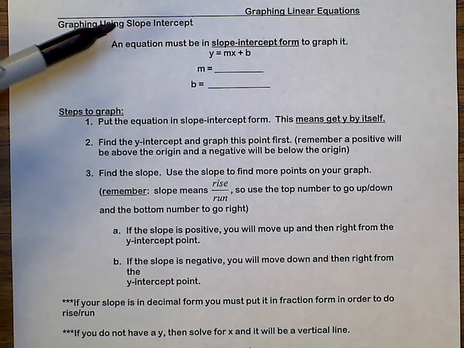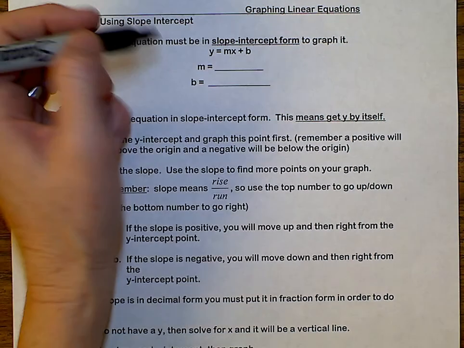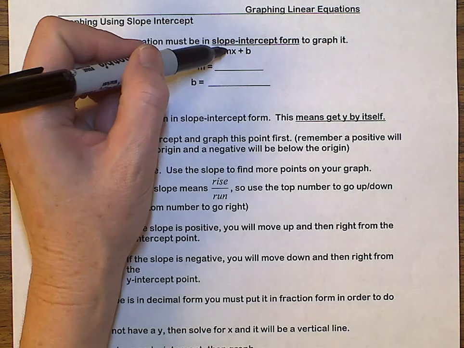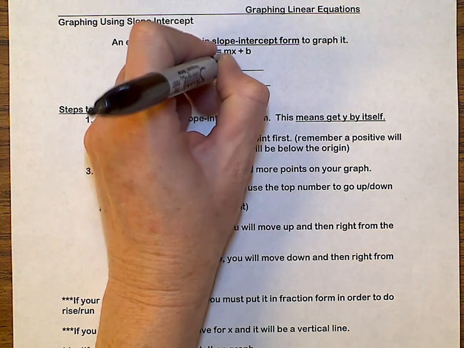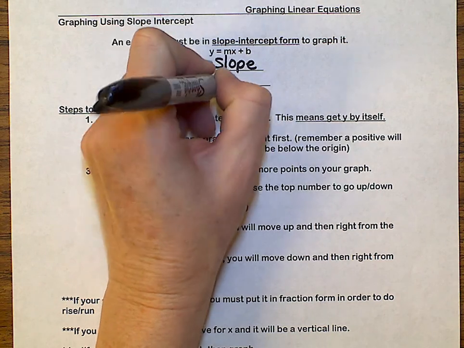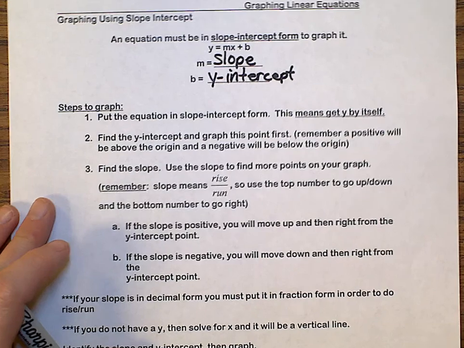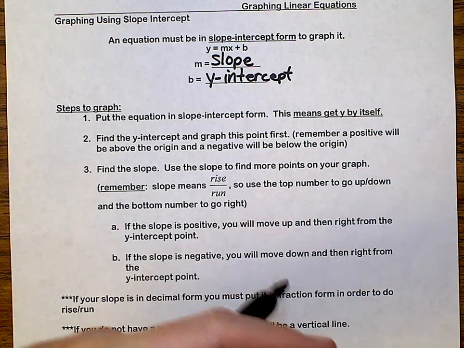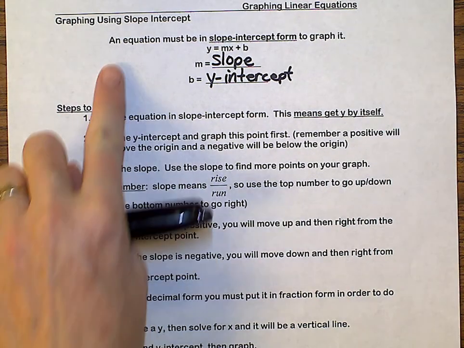Then let's get started. Graphing using the slope-intercept form of the equation, it needs to be in slope-intercept form. That's y equals mx plus b, where the m is the slope and the b is the y-intercept. Slope does the positive, negative, and the tilt of your line, and the y-intercept, the plus or minus b, moves it up or down your y-axis.